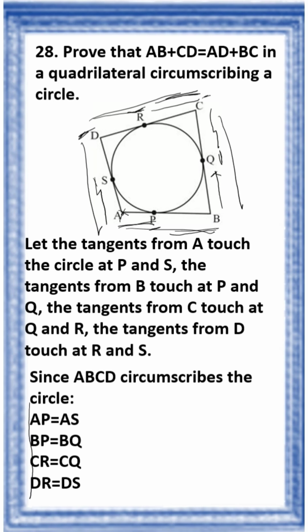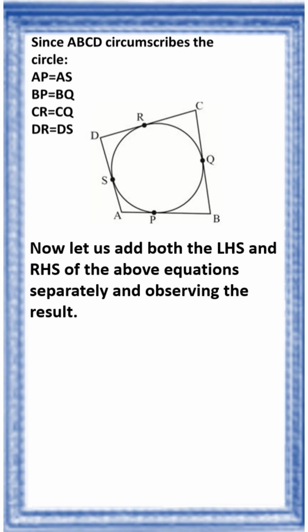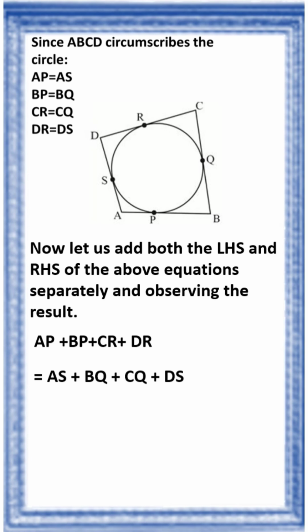Okay. Now let us add the left hand side and right hand side separately and observe the result. AP plus BP plus CR plus DR, this is the sum of the left hand side, that is equal to AS plus BQ plus CQ plus DS. By looking at the figure, carefully group or rearrange. What do we get here?